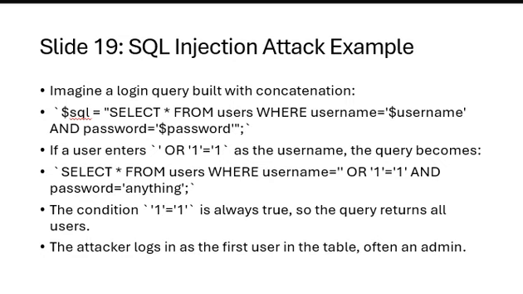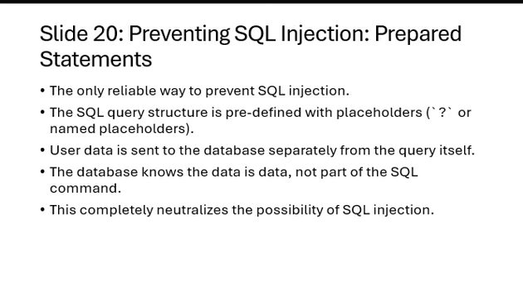So the condition 1=1 is always logically true regardless of the password. The query then returns data for every single user in the whole table. So the attacker successfully logs in as the very first user, often the main administrator.